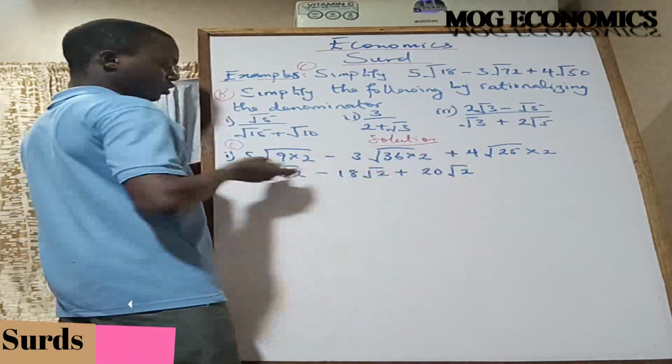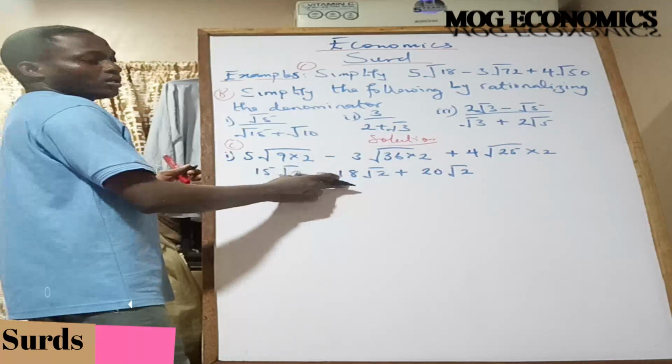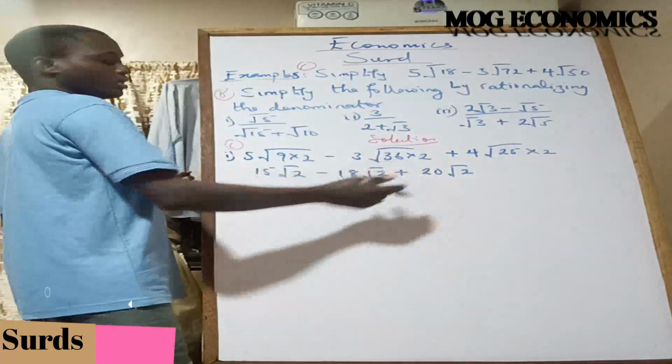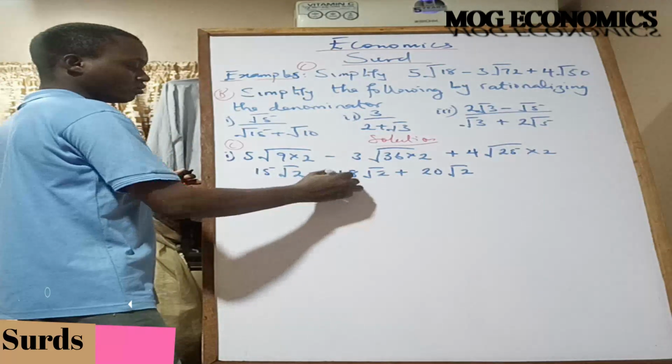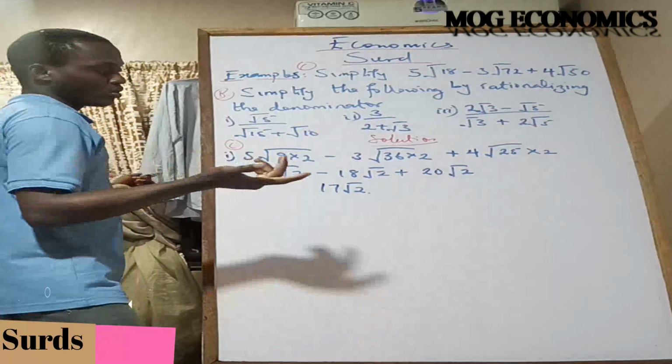So this way now, everything is in terms of root 2. So we could just do 15 minus 18. That's minus 3. Minus 3 plus 20, that's 17. So we have 17 root 2. And that's our final answer. Not difficult at all, right?